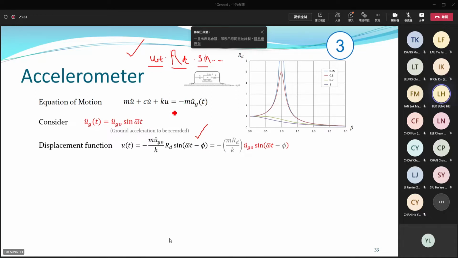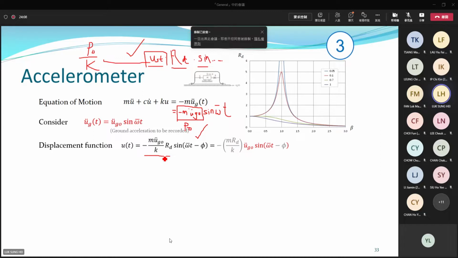Okay. And what is UST? UST is equal to the force amplitude. Maybe I put one more step here: minus mu double dot g0 sine omega bar t. You can see that the coefficient before the sine function is minus mu double dot g0. So this becomes something like our force amplitude. You may group this into one term called P0. UST, by definition, is equal to P over K. That's why you can see that UST is equal to minus mu double dot g0 over K times RD.